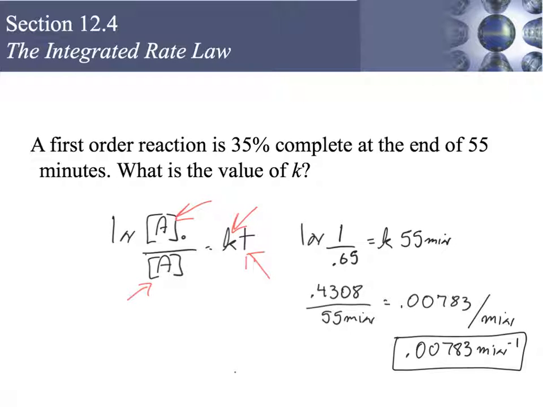In the next video, we will take a look at how the integrated form of the rate equation works out when we have zero-order reactions and second-order reactions. And then finally, we will compare the zero, first, and second-order reactions and see how we can distinguish between the three.